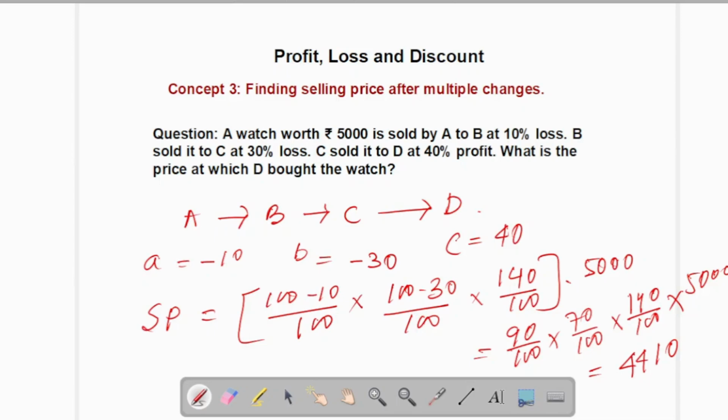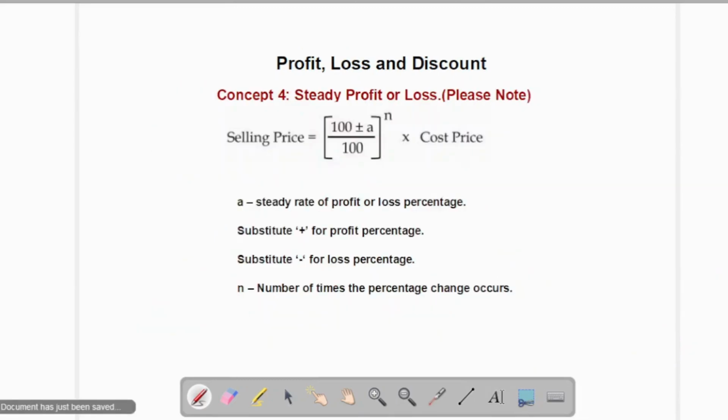So with this simple formula, I need not calculate step by step. I just put this formula into ABC form and then straight away calculate the selling price. Hope you understand how to apply concept number 3 into problems. Now with this, we will go to the next concept, concept number 4, where we try to calculate the steady profit or losses in 2-3 years or 4 years or maybe 10 years.